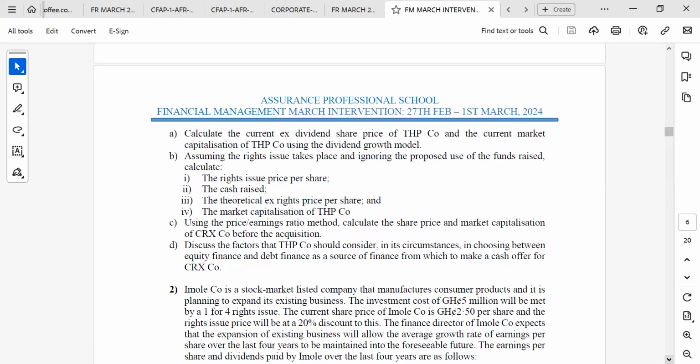So THP Co is the company that is listed because they have a market value. Any company that has a market value means that the company is listed. So we can find the price earning ratio of them and use it to calculate the share price of the other company and adjust it by 80%. And that is what we have done. Any other issue before we move on to the D?